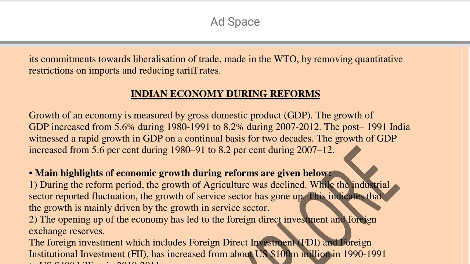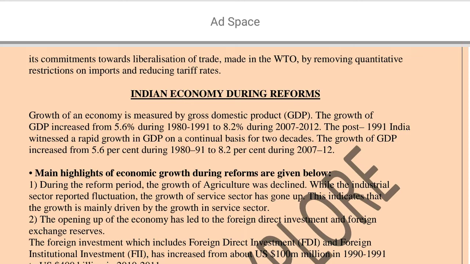Indian economy during reforms. Growth of an economy is measured by gross domestic product (GDP). The growth of GDP increased from 5.6% during 1980 to 1991 to 8.2% during 2007 to 12. So here is the difference you can see from 5.6% to 8.2%. The post 1991 India witnessed a rather rapid growth in GDP on a continual basis for 2 decades. So this was the continual basis of GDP growth for the 2 decades.